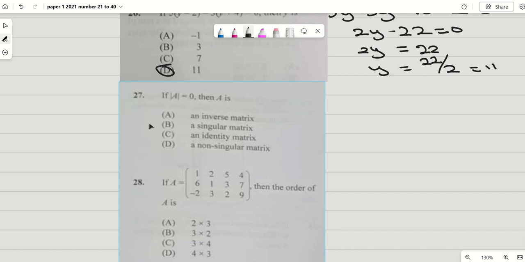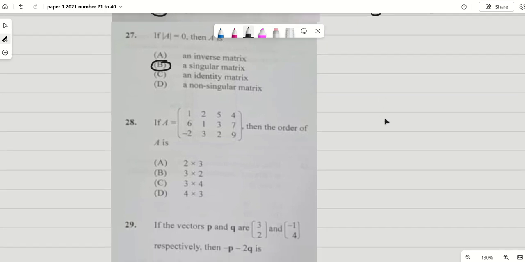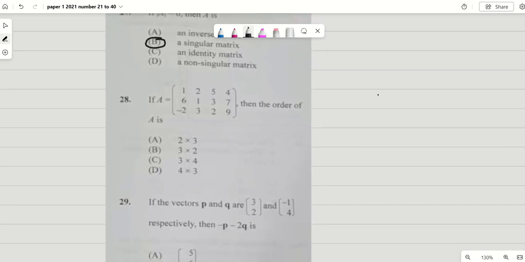This one they didn't ask for anything about the determinant. Remember, if your determinant equals 0, that is a singular matrix, meaning it does not have an inverse. For this one, the order of the matrix is row by column. We saw this before. It has 3 rows and 4 columns, so it is C.